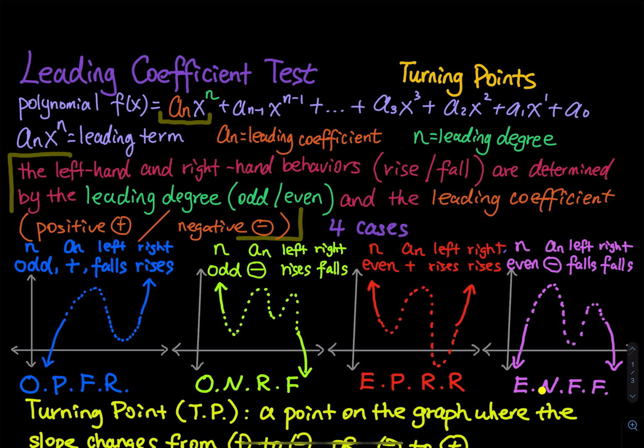I use ENFF. Even leading degree, negative leading coefficient, falls to the left, falls to the right. So on the test, all you have to do is memorize these 16 letters in this order. You have to memorize 4 cases. Case 1, OPFR. Case 2, ONRF, EPRR, ENFF.